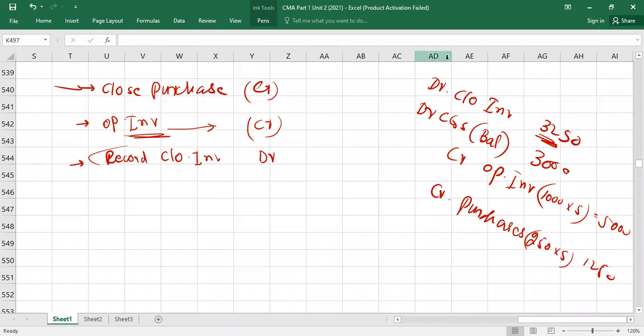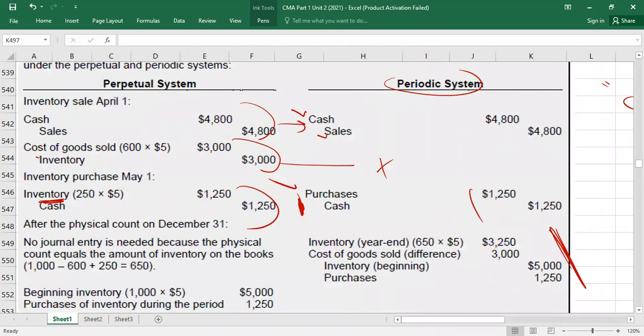And under the periodic system, physical count is very important. Mostly, the closing inventory value is based on physical count. Right? Clear? Here we go. I hope it is clear, guys. Please confirm through the chat option if it is clear.